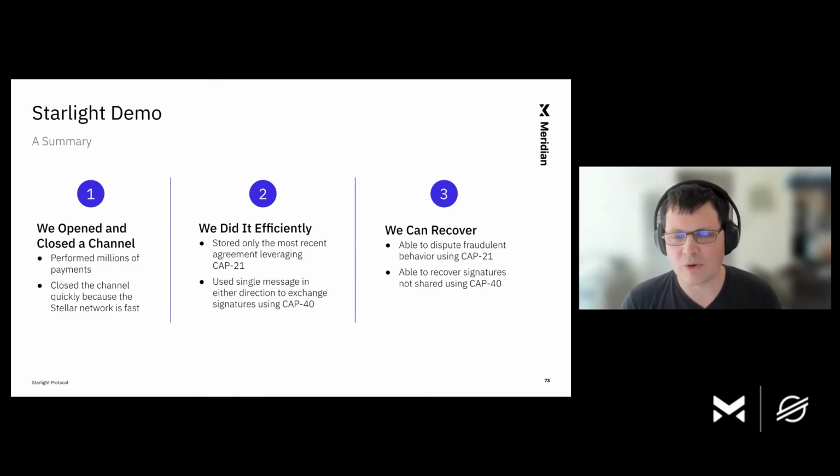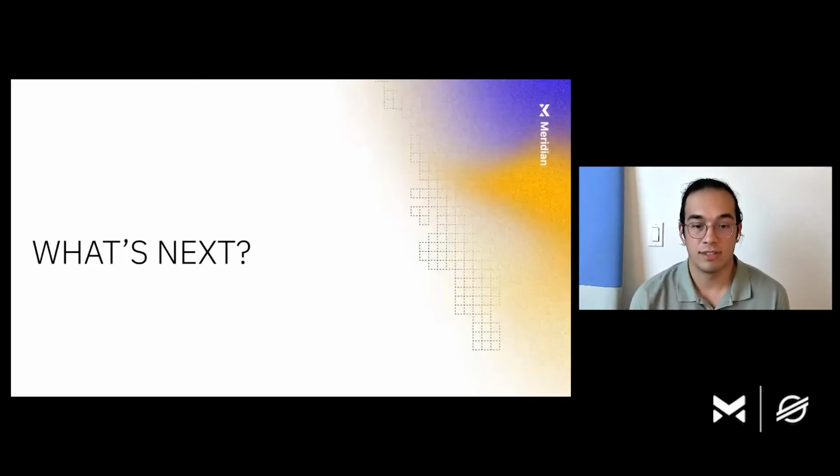We only needed to store the most recent agreement without needing to revoke previous agreements. Because of CAP 21, we were able to communicate efficiently with a single message in either direction. And because of CAP 40, atomic signature disclosure, we were able to communicate it efficiently with a single message. And we also saw that we were able to recover in some situations, like where we're able to dispute fraudulent behavior using CAP21 and able to recover signatures that weren't shared using CAP40. Sweet. So what's next for Starlight and payment channels at Stellar?